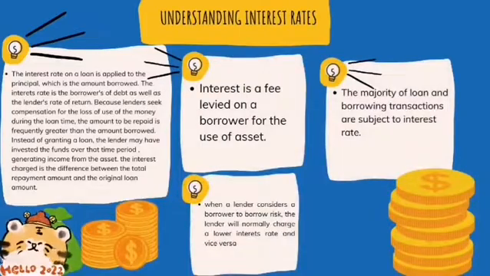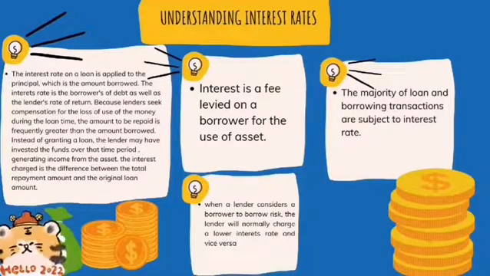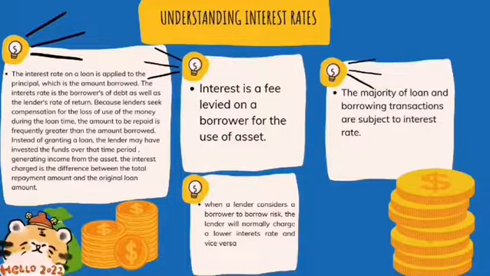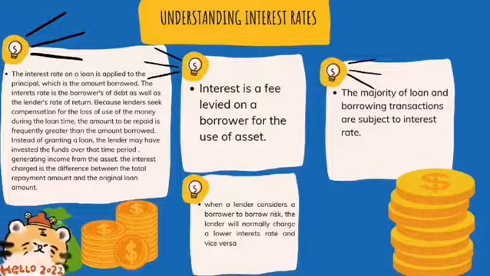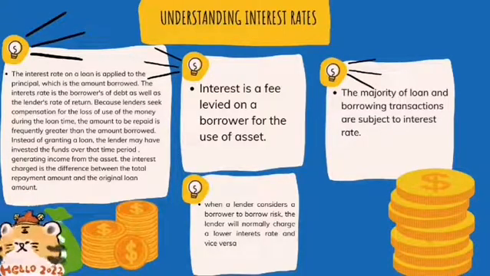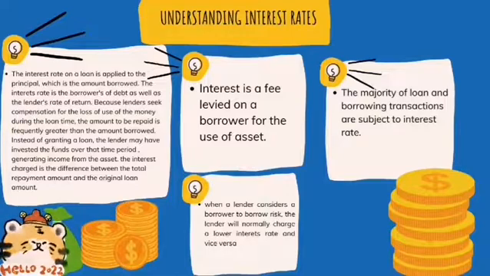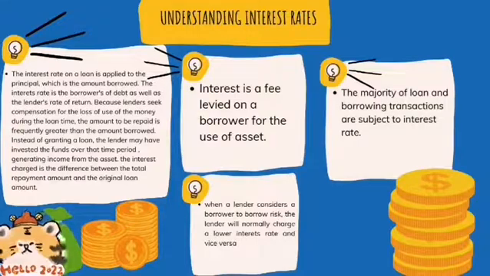Understanding more about interest rates, how does it work? The interest rate on a loan is applied to the principal, which is the amount borrowed. The interest rate is the borrower's cost of debt as well as the lender's rate of return. Because lenders seek compensation for the loss of use of the money during the loan time, the amount to be repaid is frequently greater than the amount borrowed. Instead of granting a loan, the lender may have invested the funds over that time period, generating income from the asset. The interest charge is the difference between the total repayment amount and the original loan amount.